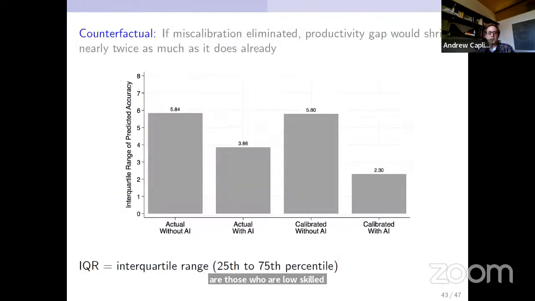And here's a picture of all the counterfactuals. You would 75th to 25th percentile range. If you are calibrated and use the AI, you would greatly benefit. The skill gap would halve. So I don't want to go into this because I'm not saying it exactly right.